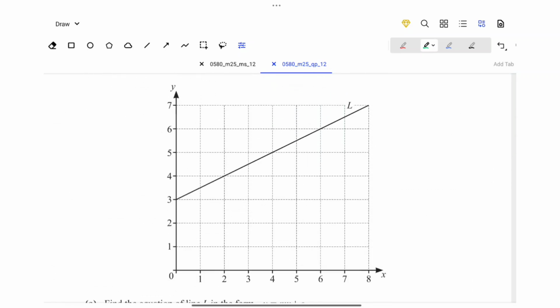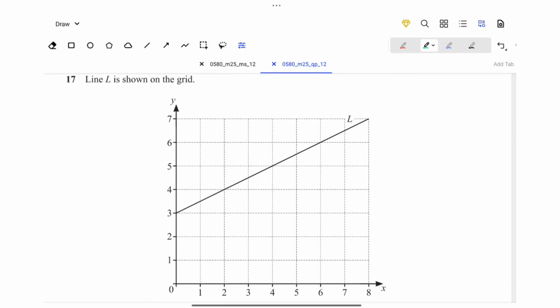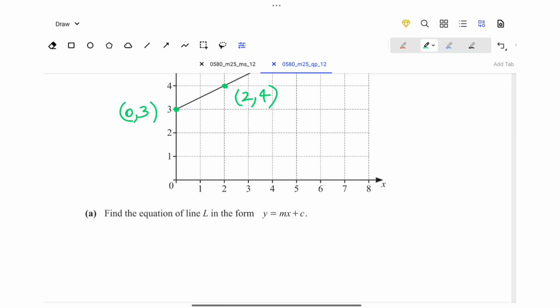Okay, let's look at question number 17. Question 17 says the line L is shown on the grid. We can look at 2 points on the line. One, this point, is 0, 3, and one, this point, is 2, 4. What does it say? Find the equation of the line.